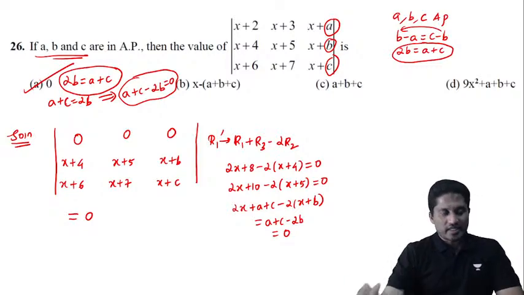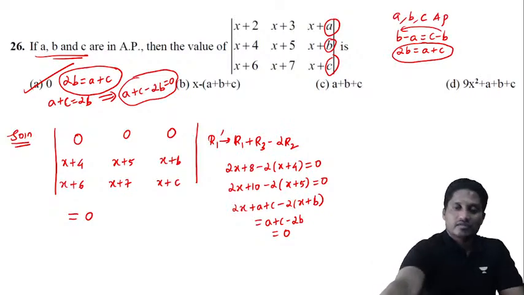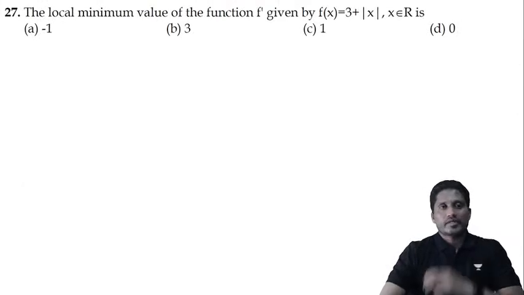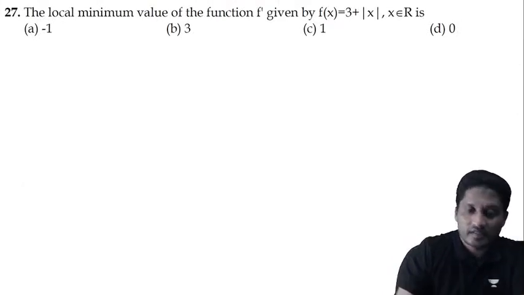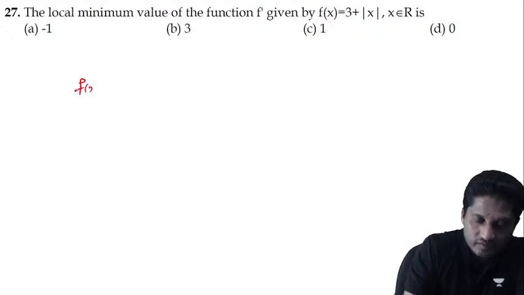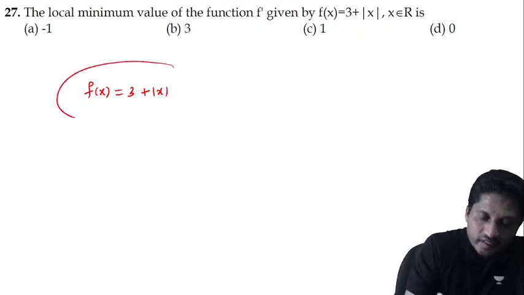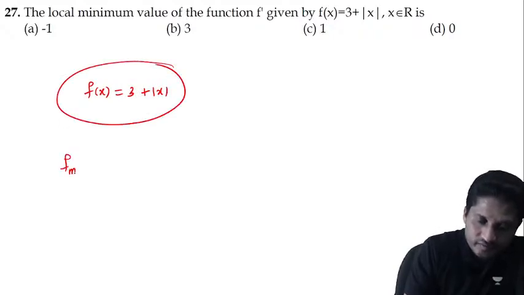This question is there in NCERT multiple choice questions, MCQs. Question number 26. What is the local minimum value of this function? f of x is equal to 3 plus modulus of x, that is 3 plus mod x. I am supposed to find the local minimum value of this.